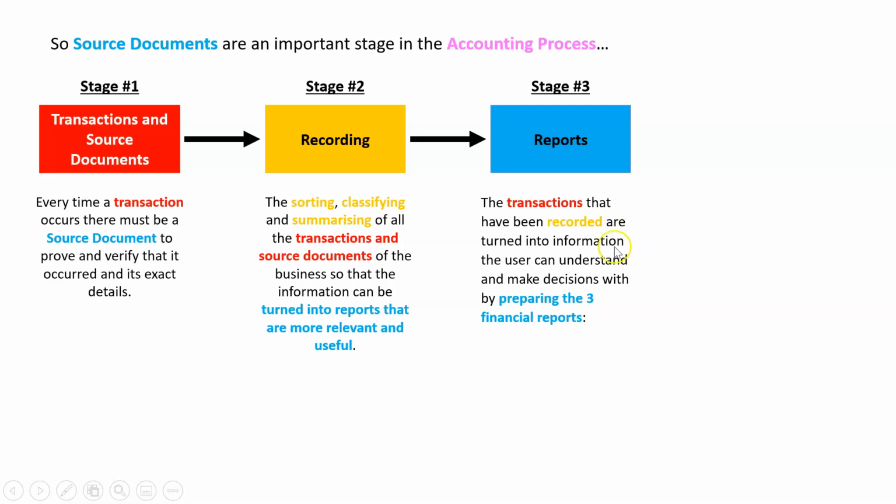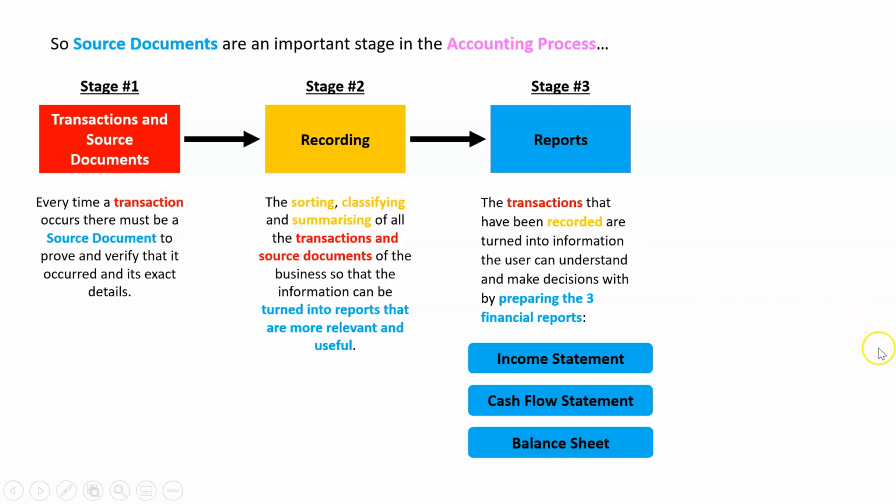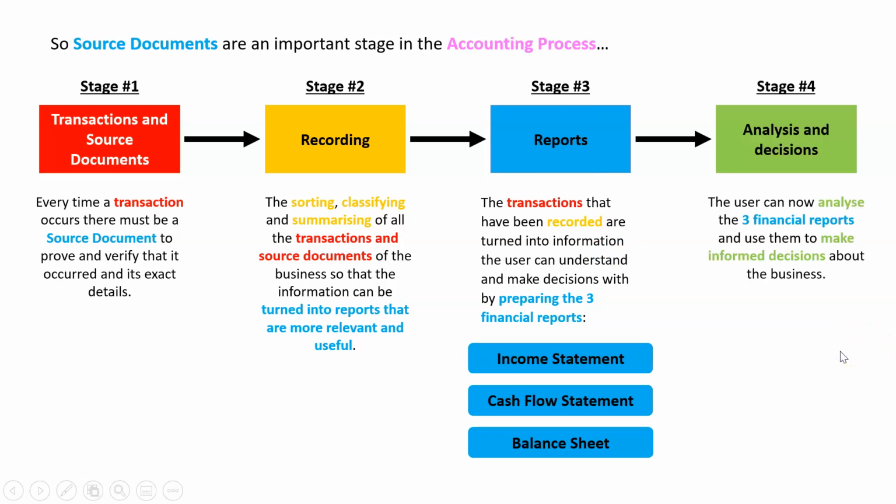The transactions that have been recorded must be turned into information the user can understand. So if we look at Apple, I don't get a list of every single iPhone they've sold in the whole year. That's not possible. I don't even want that. I just want a summary of it in the three reports: income statement, cash flow statement, and balance sheet. And lastly, we've got stage four, analysis and decisions. The user can now analyze these three reports and use them to make informed decisions.